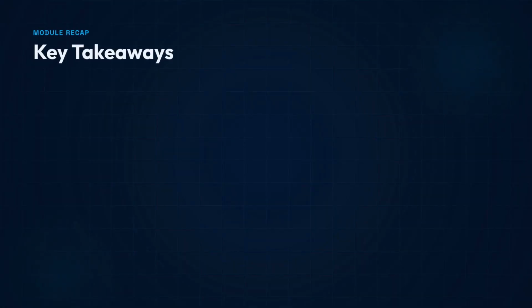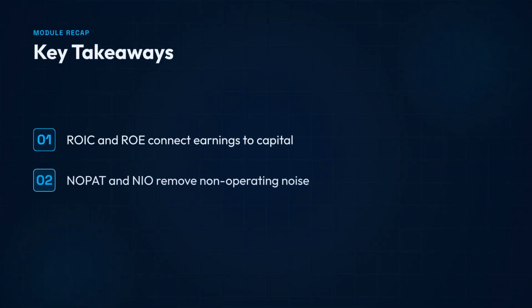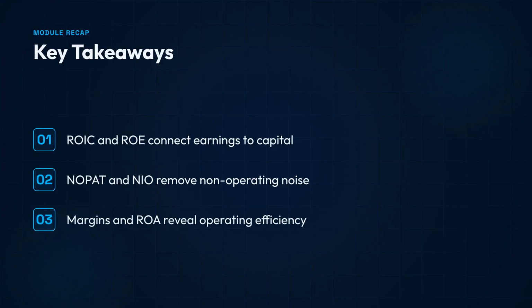In short, profitability ratios are about efficiency. ROIC and ROE are your heavy hitters for value creation, while margins and ROA provide the detail.